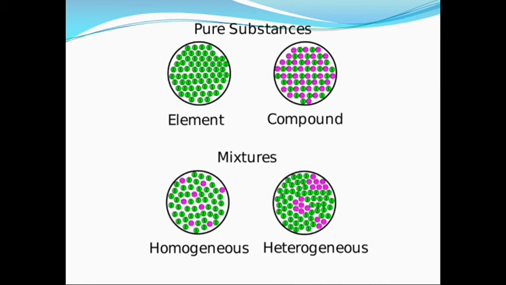It is a pictorial or diagrammatic representation of pure substances. The first part is an element. Here you will see identical atoms. Another is a compound. It consists of two or more, three types of atoms. Below it is a mixture.